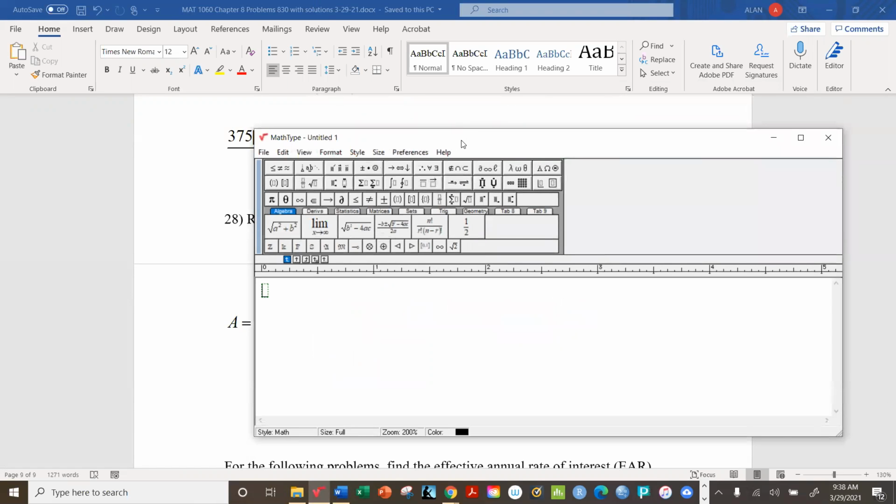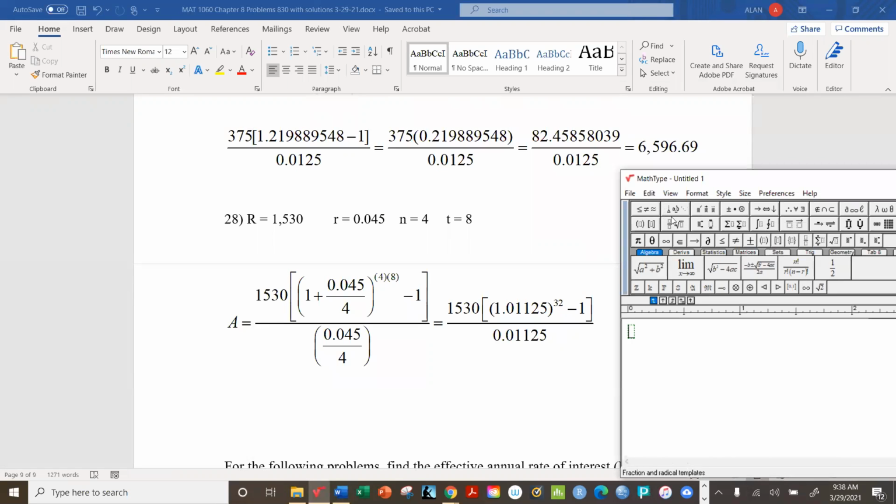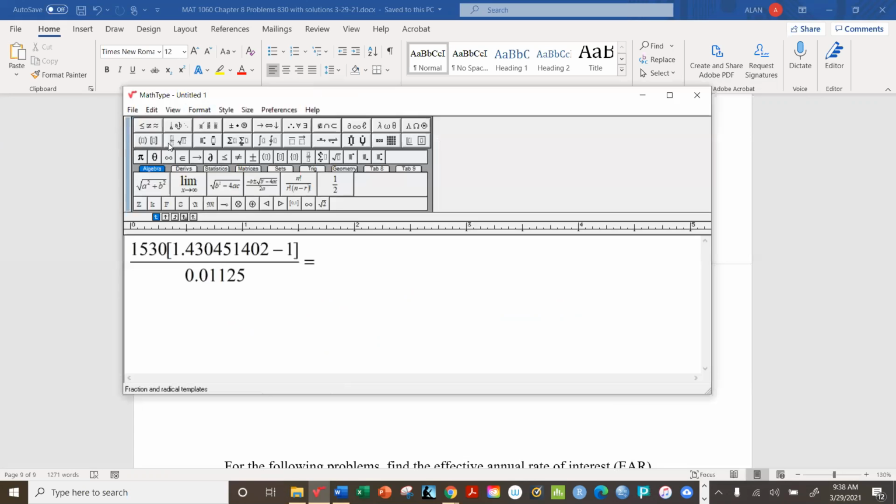All right, so let's see. We've got 1530. And in parentheses, 1.01125 is raised to the 32nd power. All right, so we've actually got 1.43045 minus 1, all divided by 0.01125. All right, let's see. That's 1530 times 0.43045 1402.